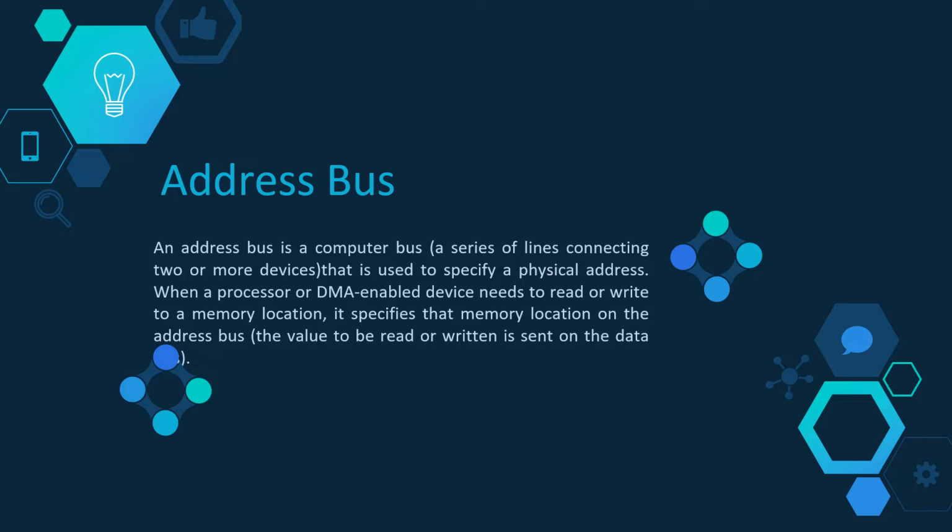The address bus is a computer bus, a series of lines connecting two or more devices, that is used to specify a physical address. When a processor or DMA-enabled device needs to write or read to a memory location, it specifies that memory location on the address bus. The value to be read or written is sent to the data bus.